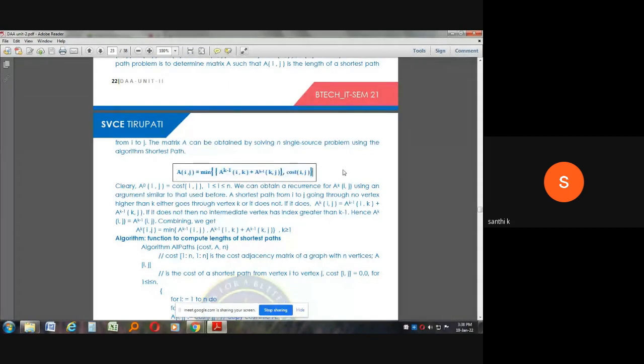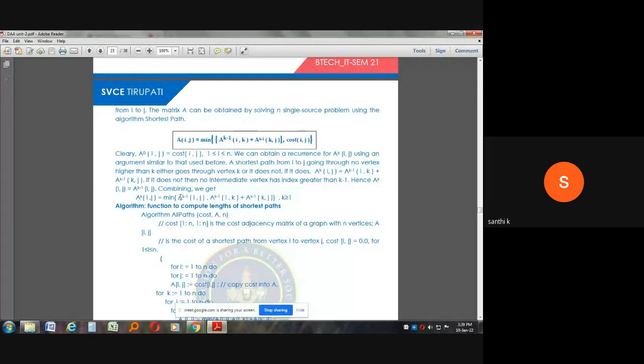We are going to make use of this formula. A of i, j equal to minimum of A power k minus 1 i, k plus A power k minus 1 k, j, comma cost of i, j. So if there is a direct path, its cost, or if there is an indirect path, its cost, whichever of these two is minimum, we are going to consider that path. Here, this is the direct path cost, and this is the indirect path: A power k minus 1 i, k plus A power k minus 1 k, j.